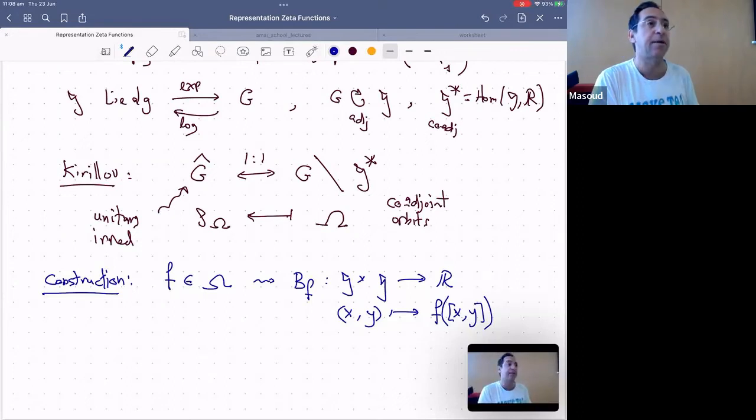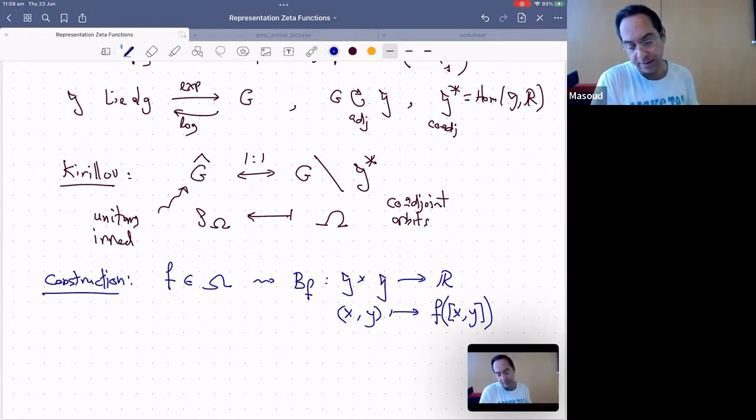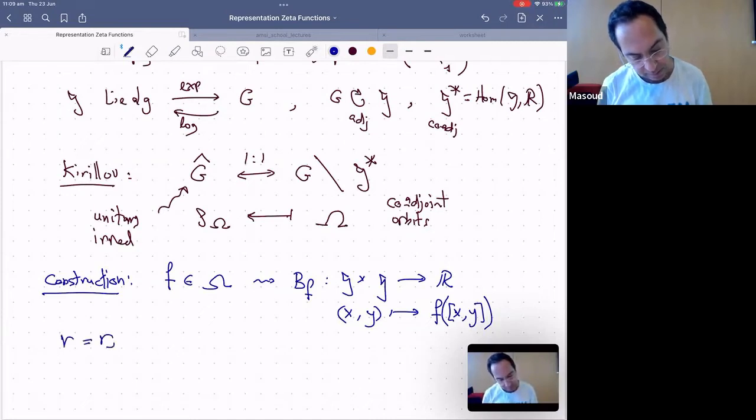And it's an alternating map, right? Because the Lie bracket, when you swap x, y, it equals minus yx. So it's an alternating bilinear form, and therefore it has a radical. You can look at the radical of the form. So let R_F be the radical of the form.